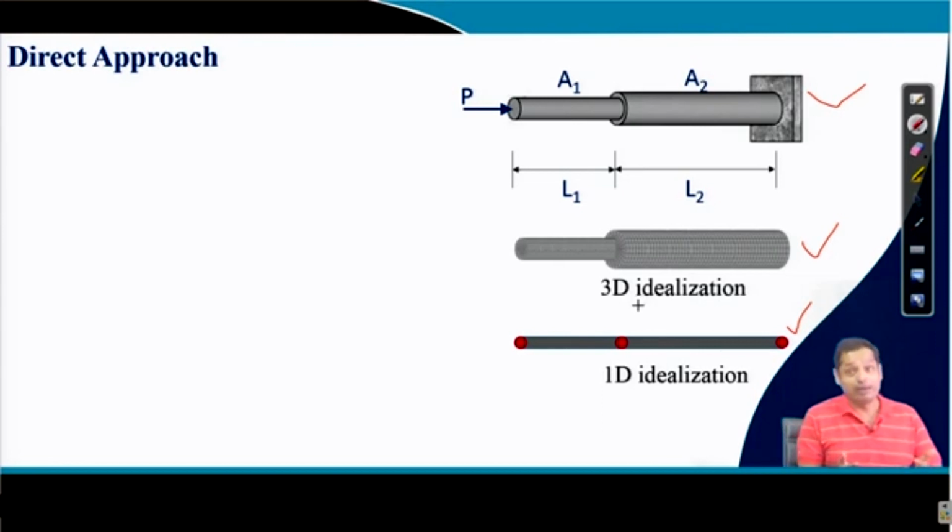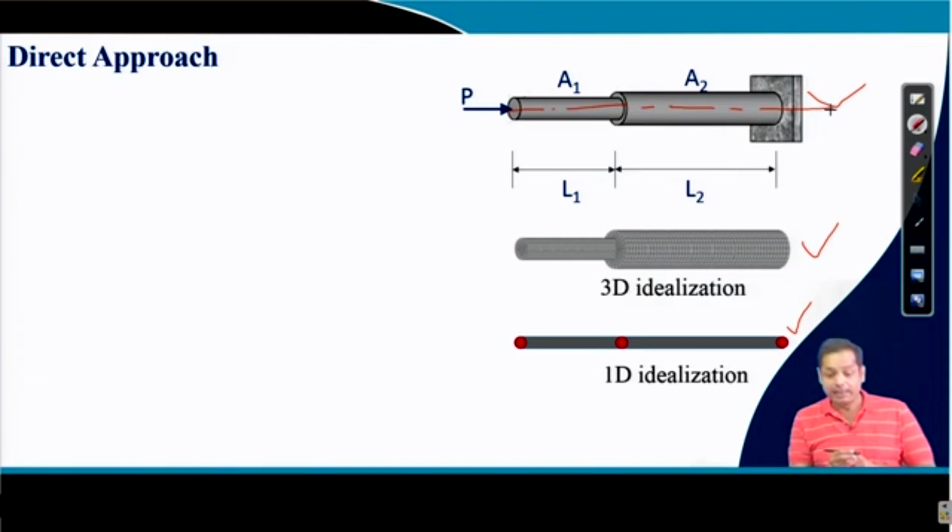Now, another level of idealization you can do: if you look at this, this problem is axisymmetric. Axisymmetric in the sense that if this is the axis, the longitudinal axis of the bar, then with respect to this axis it is symmetric, right? Now, if this is symmetric, then there is another concept called axisymmetric formulation.